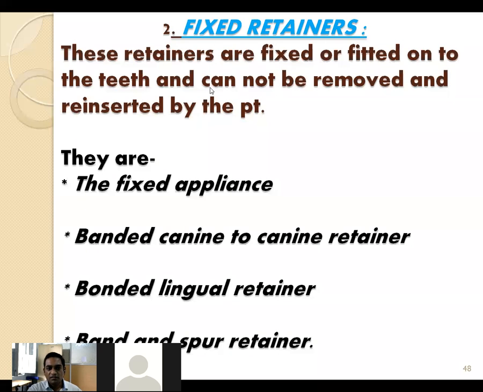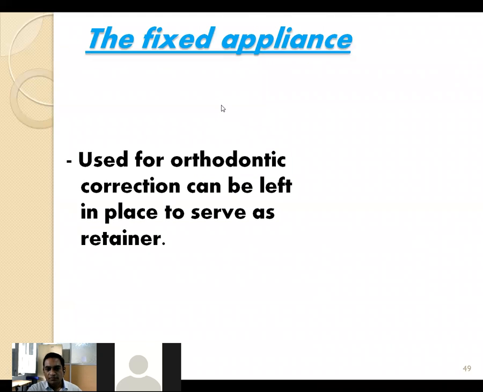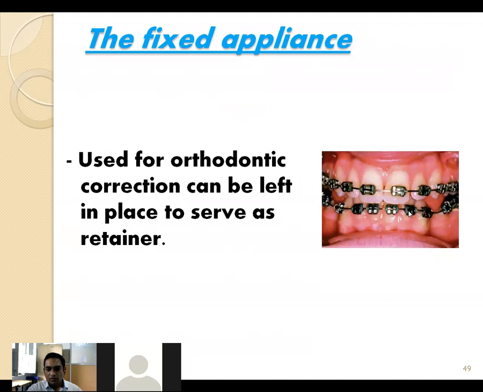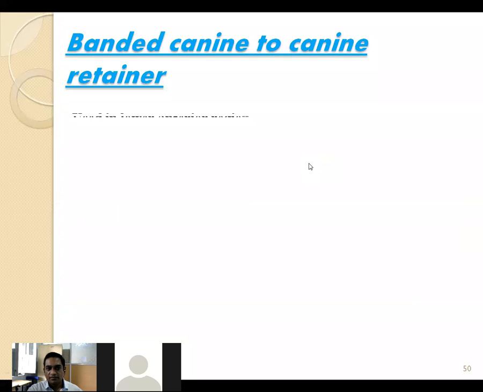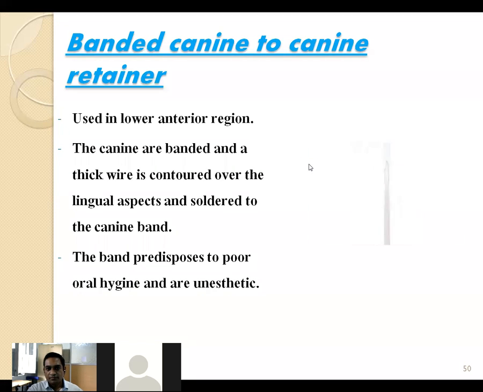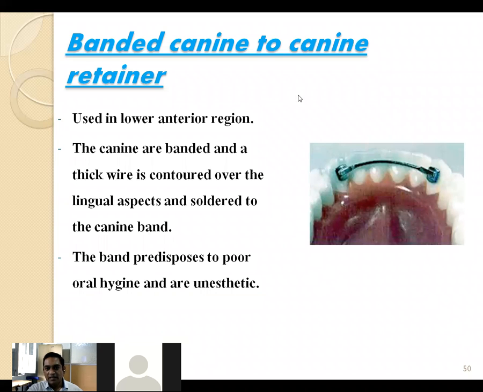Coming to the fixed retainers, the wire and the bracket also play an important role. It can be used as a fixed retainer. Sometimes we should not debond the cases for a long period of time, so that it will act as a retainer. And there is the banded canine-to-canine retainer. This is a preformed retainer which can be bonded on both sides on the canines, and this is a horizontal arm.